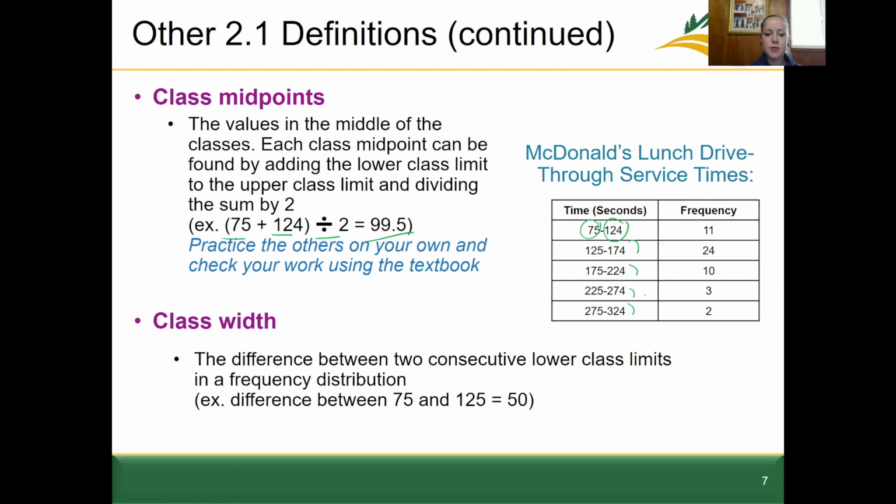So the class width is the difference between two consecutive lower class limits in a frequency distribution. For example, we have 75 as one lower class limit and 125 as our other lower class limit. The difference between 75 and 125 is 50. We should have the same class width if we took any of these classes into account. So practice doing that. Take 275 minus 225, take 225 minus 175, and confirm to yourself that we still get 50 as our class width for this example.